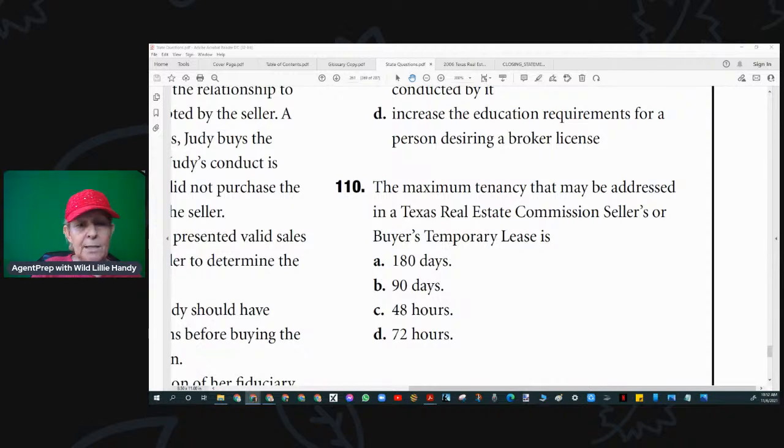So type your answer. Nadea says 90 days. Deborah said D. I would take another chance, Deborah. That is not the correct answer. 72 hours would be 3 days. However, sometimes a seller or a buyer needs to lease for longer than that. So take another chance.